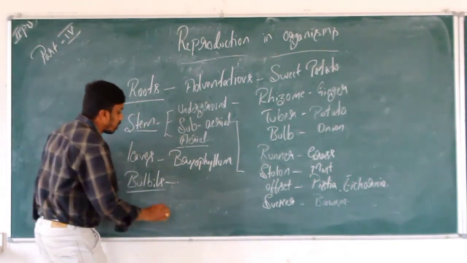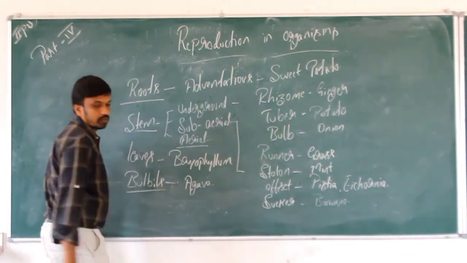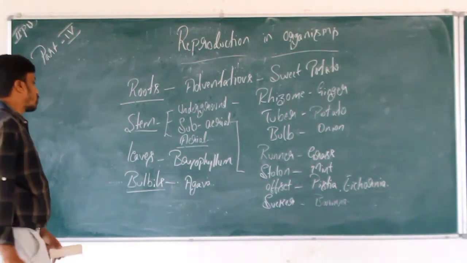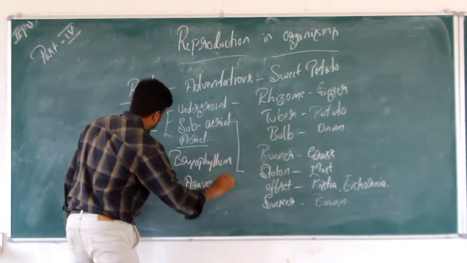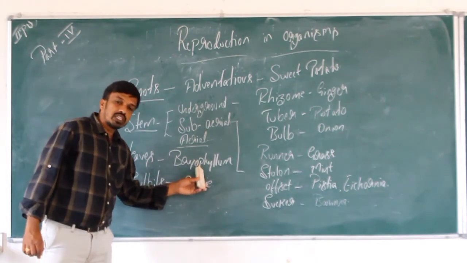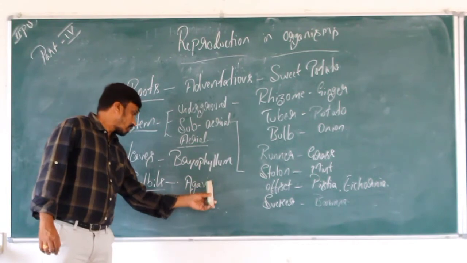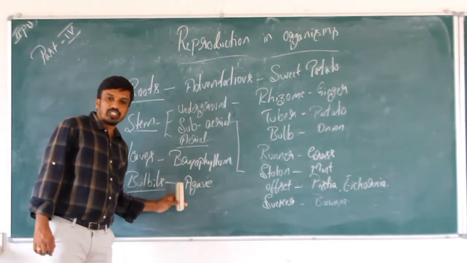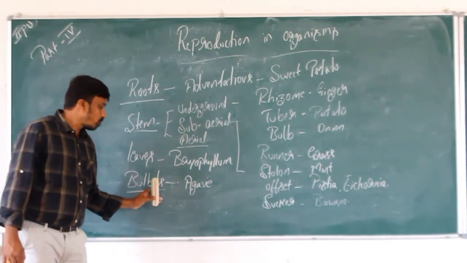So this is agave. Agave is an example for bulbils. For bulbils, leaves, vegetative propagation: Bryophyllum vegetatively propagates by leaves. Agave americana, what we call kattale in Kannada, propagates by bulbils. Bulbils are fleshy, undeveloped branches.